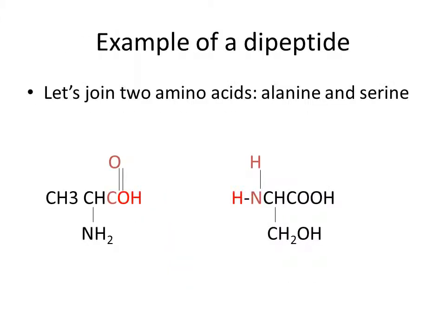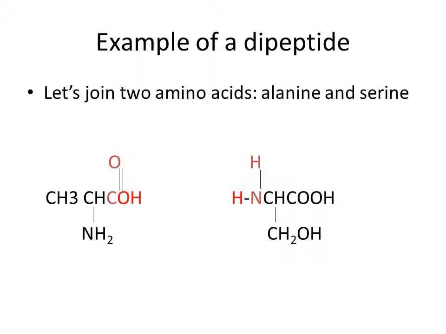Let's go ahead and join two amino acids into a dipeptide. We're going to join alanine and serine. Alanine is the molecule on the left. It has an R group that is a methyl group, and serine is the molecule on the right. It has an R group that is a CH2OH group. Now, if we go to join these together, we're going to remove the water and form our peptide bond.